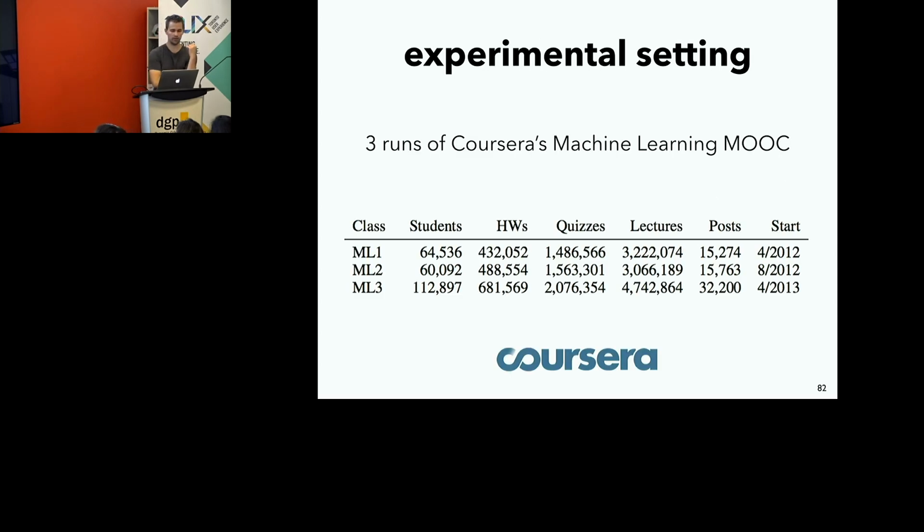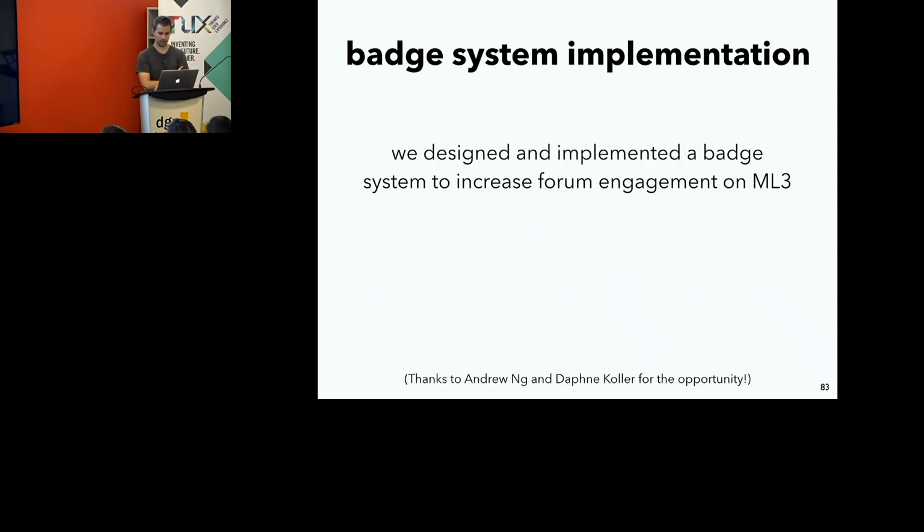So we had the fortune of badgifying Coursera's machine learning class. Coursera actually approached us and said, we really want the forums to be more active, so can you do that with badges? The experimental setup here is that they ran two classes before they asked us, ML1 and ML2, and then they asked us to badgify the forums on ML3. You can see some summary stats of these classes here. So the concrete question was, can you design and implement a badge system to increase forum engagement on ML3?